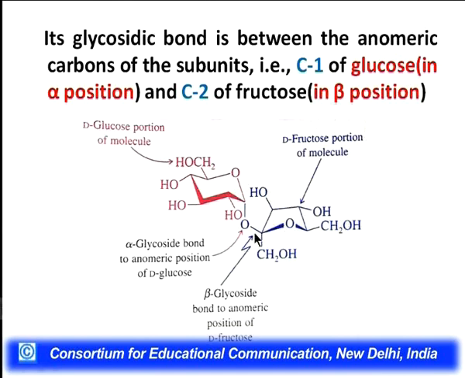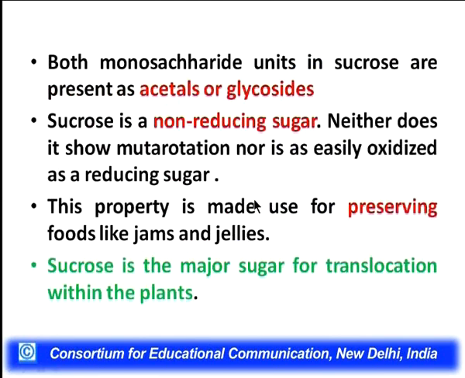So in this case it is beta here and it is alpha in this case. Now when we talk of sucrose, we've seen that both the monosaccharide units in sucrose are present as acetals or glycosides. That means it does not have a hemiacetal group. Since both the anomeric carbons are involved in acetal formation, sucrose is a non-reducing sugar. That is, it will not show mutarotation and it will not be easily oxidized. So it is not a reducing sugar.